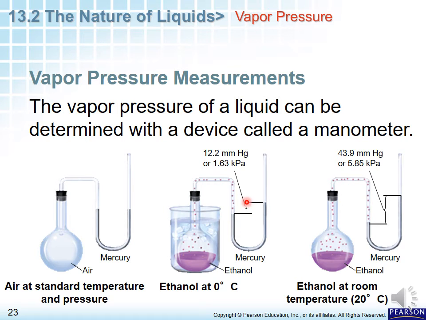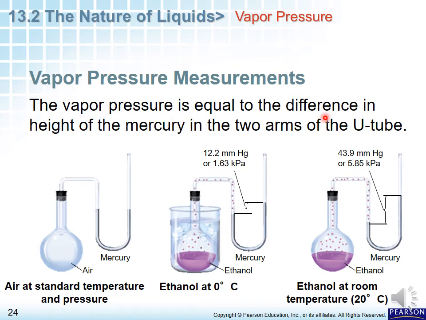So how many millimeters here? You can find out by taking the readings and subtracting them. After subtracting, you can get the answer. You can observe here, when you raise the temperature more, more particles escape, exerting more pressure on the mercury, and it raises the mercury more. So the difference between the two levels is much higher. You can see here 43.9 millimeters of mercury. So it means when you increase the temperature, vapor pressure increases.